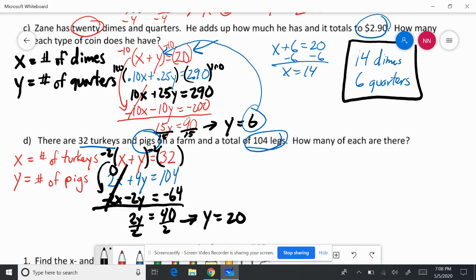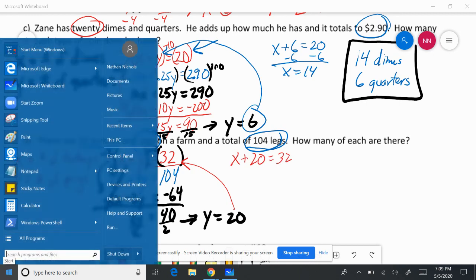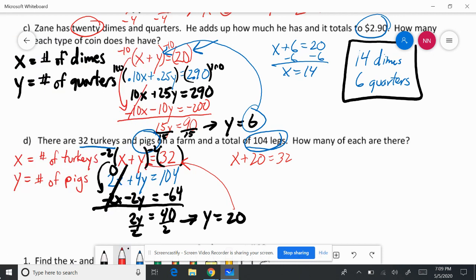I have to pick one of the equations. I definitely think the top equation is a little bit easier. So I'm going to take this and plug it in for the y. So x plus 20 is equal to 32. I subtract by 20. So x is equal to 12. So that means that there are 12 turkeys and there are 20 pigs.